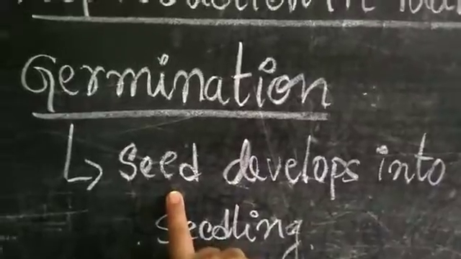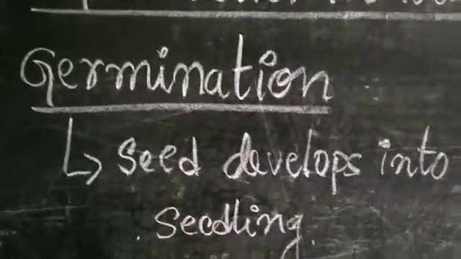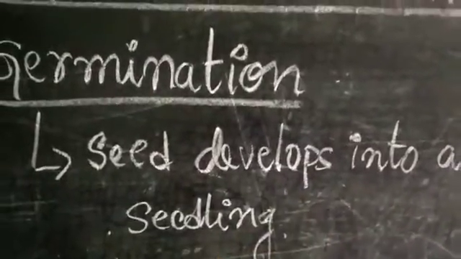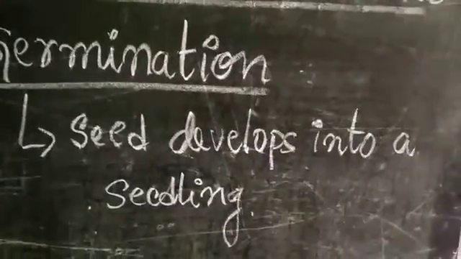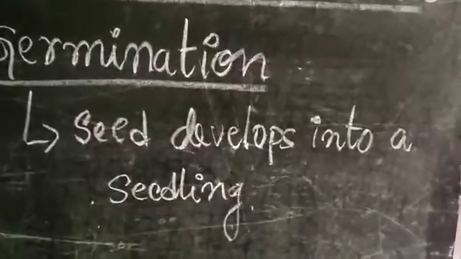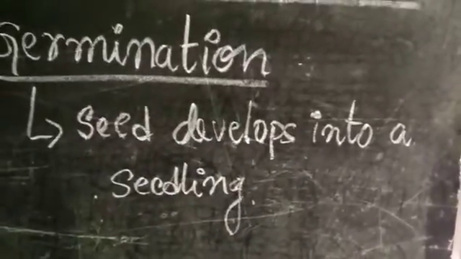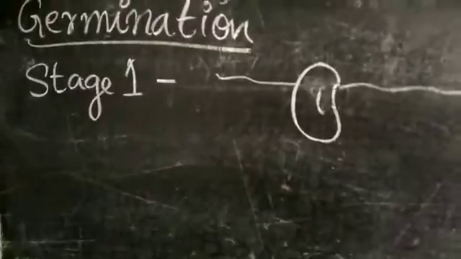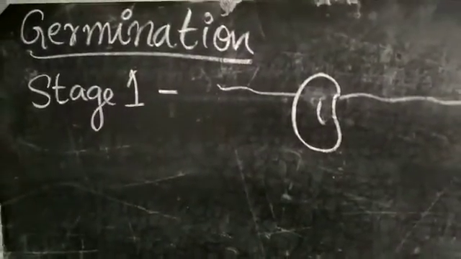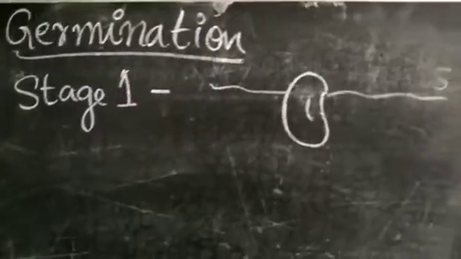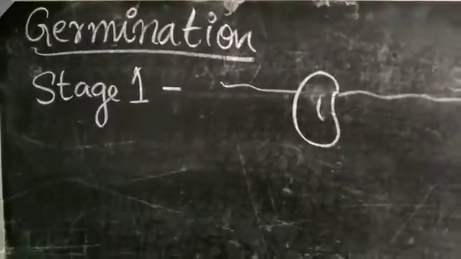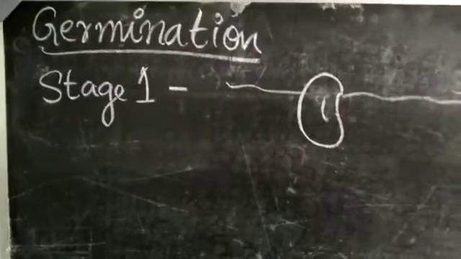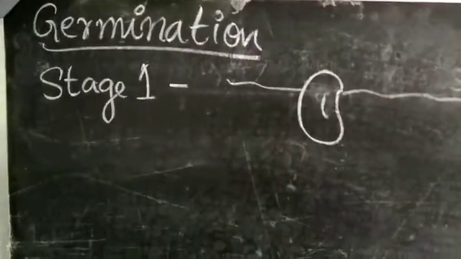You know seed? What is a seed? Seed means bija. That seed is going to develop into a seedling. Now let us see what a seedling is, and how the seed is going to develop into a seedling, through the germination process. Germination is not a single process. It is a step-by-step process. Now let us learn what happens in germination.